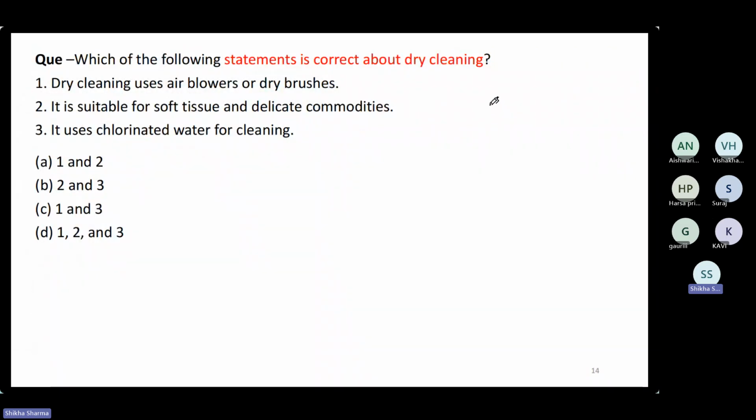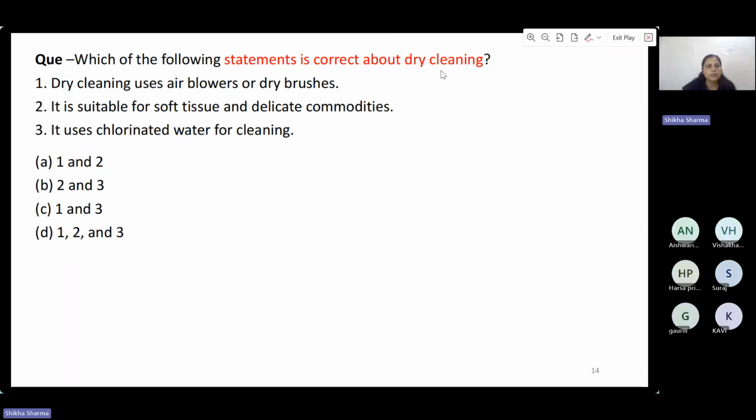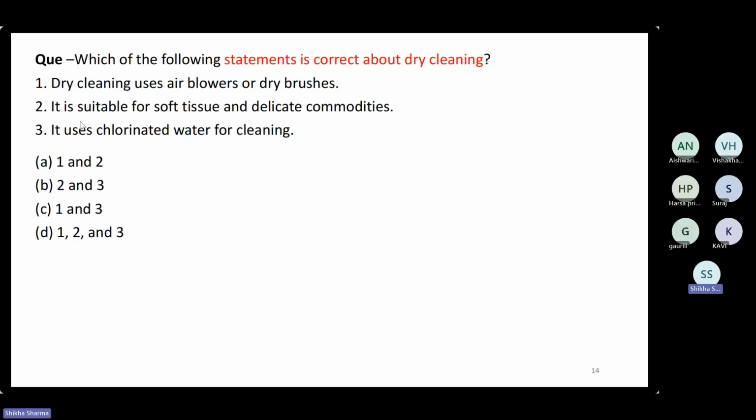Let's move to the next question. Which of the following statements is correct about dry cleaning? Statement 1 is saying dry cleaning uses air blowers or dry brushes. Second is it is suitable for soft tissues and delicate commodities. Third is it uses chlorinated water for cleaning. Anyone?